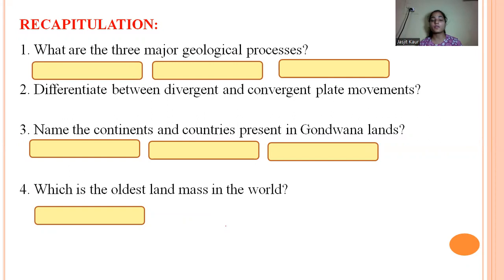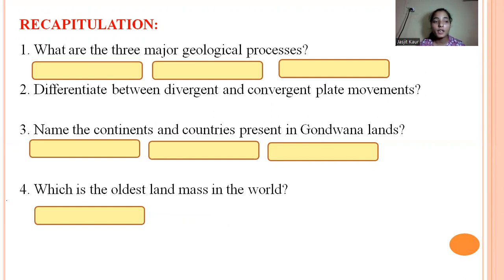In this class, we started with a new chapter in which we first talked about the different geological processes on the Earth's surface. Then we talked about plate tectonic movement, and lastly we talked about continental drift. So now what are the 3 major geological processes? You have to name the 3 major geological processes. Yes. Quickly write your answers in the comment section.